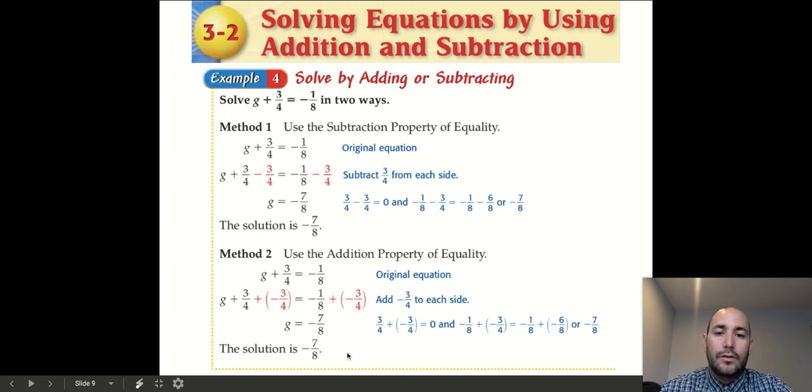Okay, so this just illustrates that whether you're using addition or subtraction, you will get to the same answer. Just make sure that you're looking at the signs, and make sure you are zeroing out the value in order to get the variable by itself, to isolate the variable, right? That's how we solve equations.